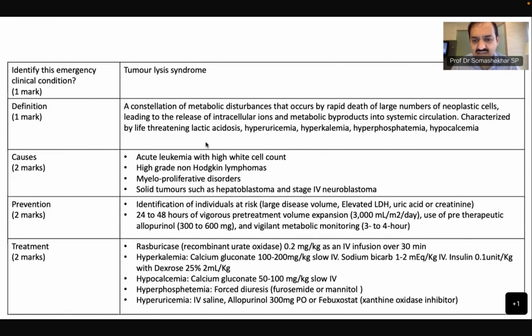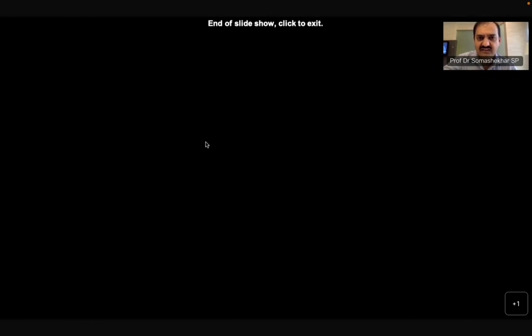Management of hyperkalemia by calcium gluconate, insulin drip, sodium bicarbonate, dextrose. Hypocalcemia by calcium gluconate. Hyperphosphatemia by forced diuresis with mannitol and furosemide. Hyperuricemia by allopurinol, a xanthine oxidase inhibitor, and IV saline.